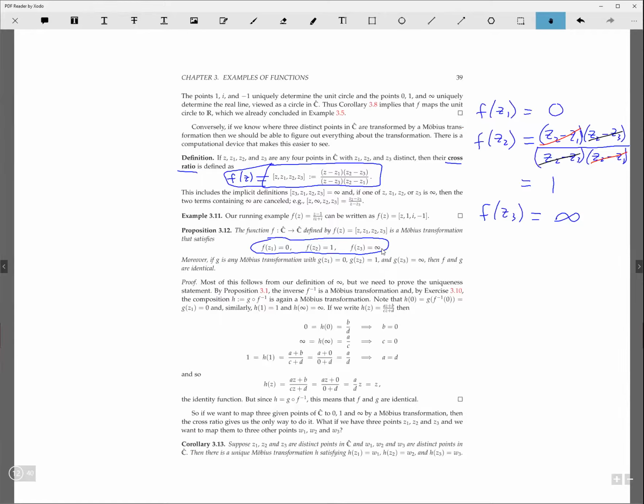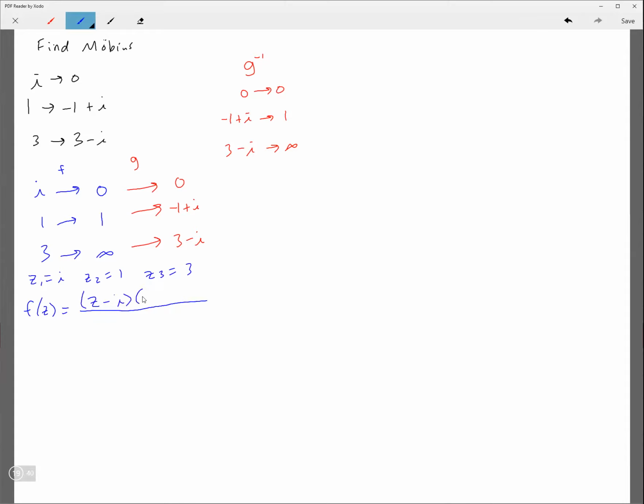So it's Z minus Z1, where Z1 is I. And then it's Z2 minus Z3, so that's 1 minus 3, which is negative 2. And then the denominator, it's Z minus Z3, so that's Z minus 3, and then it is Z2 minus Z1, so it's this one minus that one, so that's 1 minus I. And that's our f of z. We can simplify that, I suppose. Ouch, maybe not. Okay, maybe we'll leave it like that.